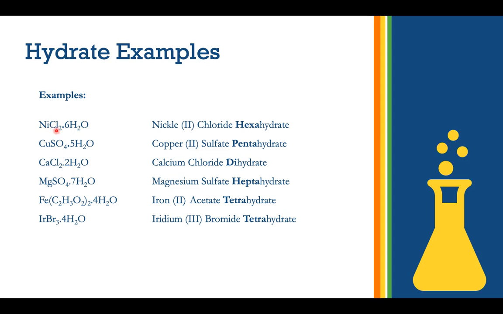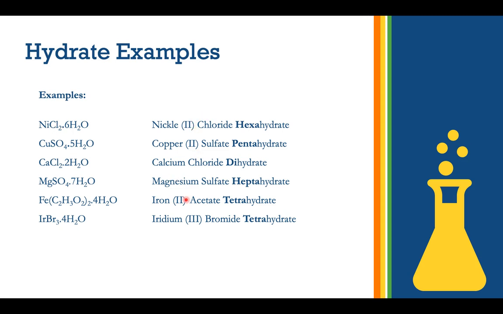So we see nickel, we see chlorine, we see water, and we see a bunch of numbers. Well, what does all this mean? If it's times anything H2O, H2O is water, right? So that means it's going to be a hydrate compound. We're going to be naming it as a hydrate if it has a times something water, okay? So this is nickel(II) chloride.